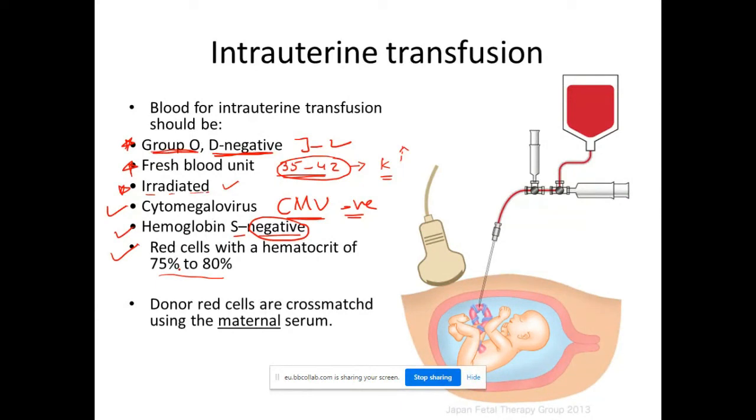Because I want this patient, this infant, to benefit from this product as much as we can. We don't want too much additive solution or plasma in the product. Okay, clear? Is this point clear? Yes. Okay.